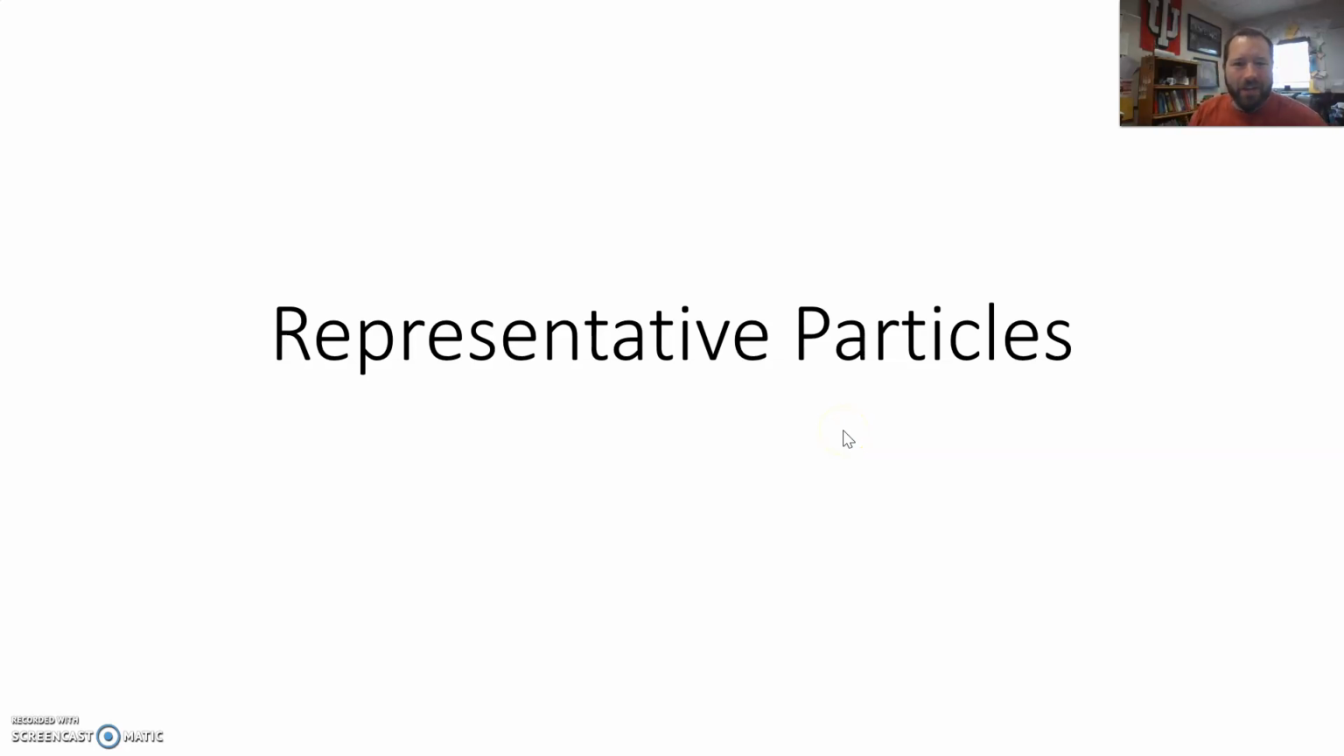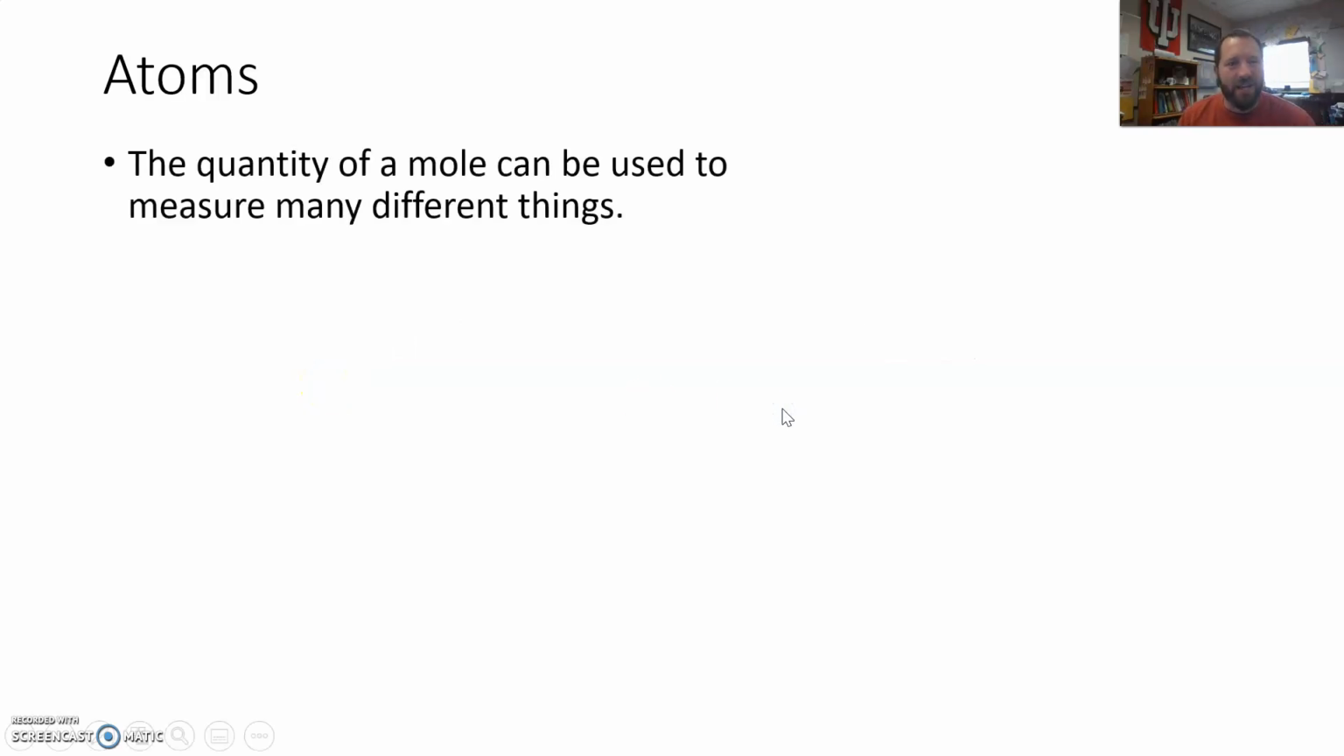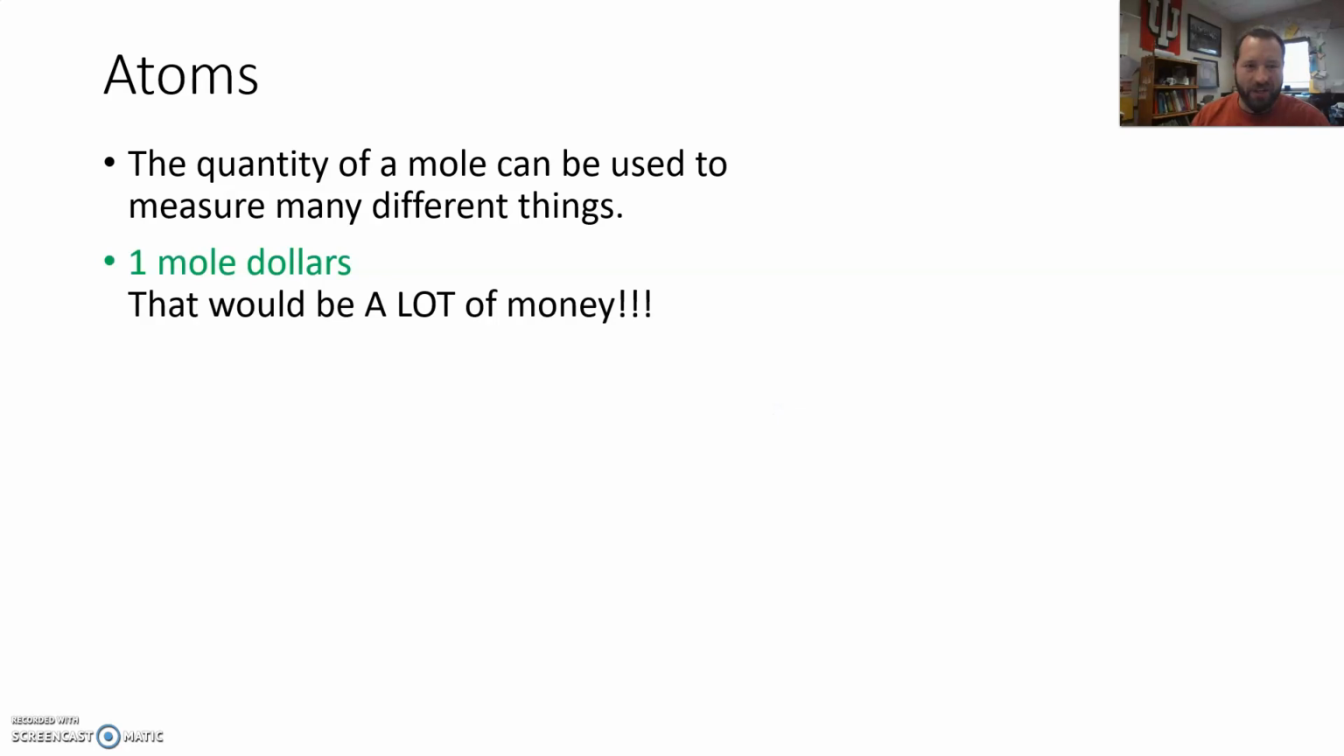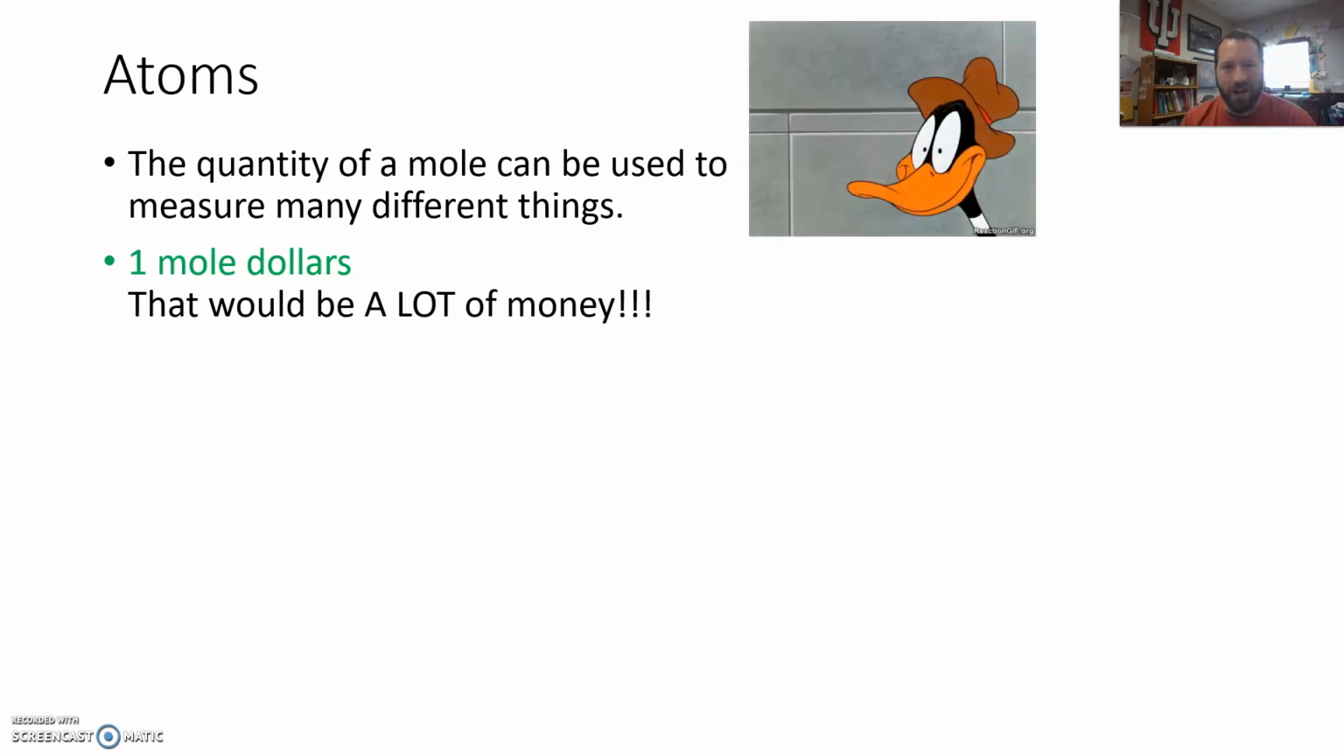Welcome to our next unit, called the representative particles. We covered the mole in our last unit, and a mole can be used to measure a lot of different things. For instance, you could say you have 1 mole of dollars, and that would be an absurd amount of money. That is a lot of money. It's a really big number, 1 mole.